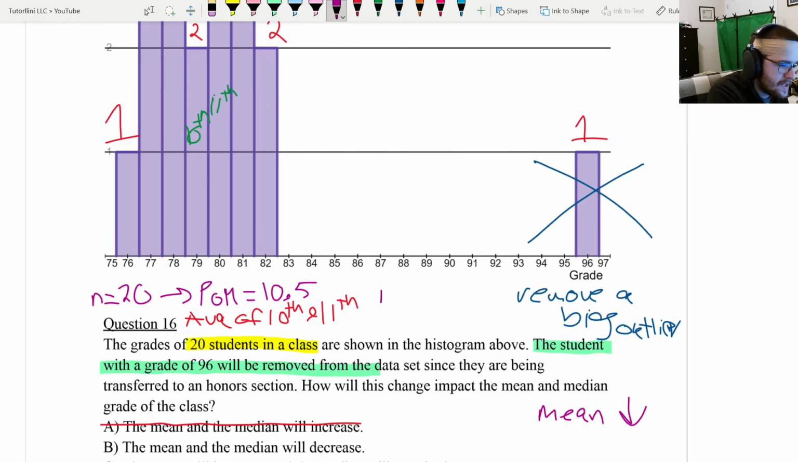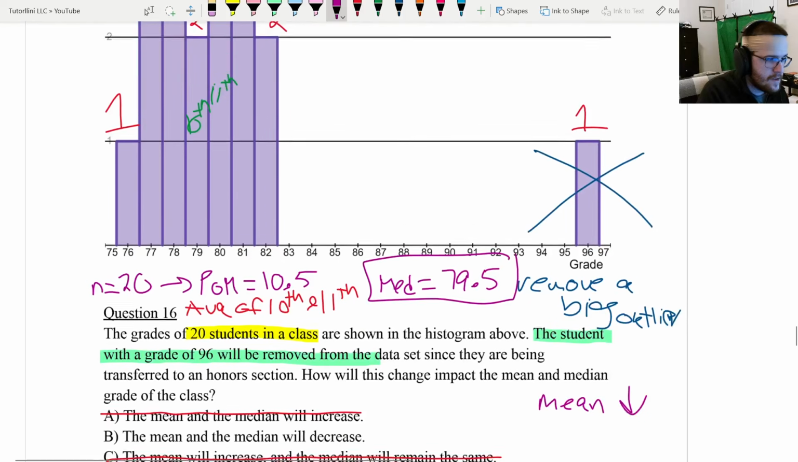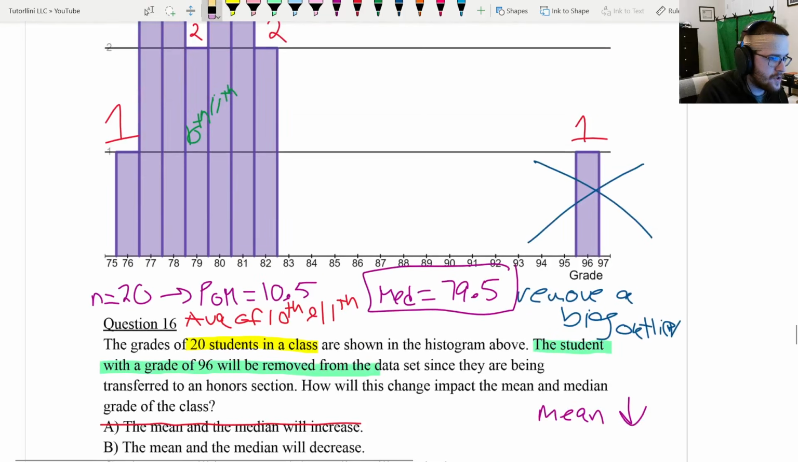So the median is, you add those up, divide by 2. 79 plus 80 divided by 2, I get 79.5. So that's the old median. Now we're going to do it where we remove that guy. So let me also just erase this.